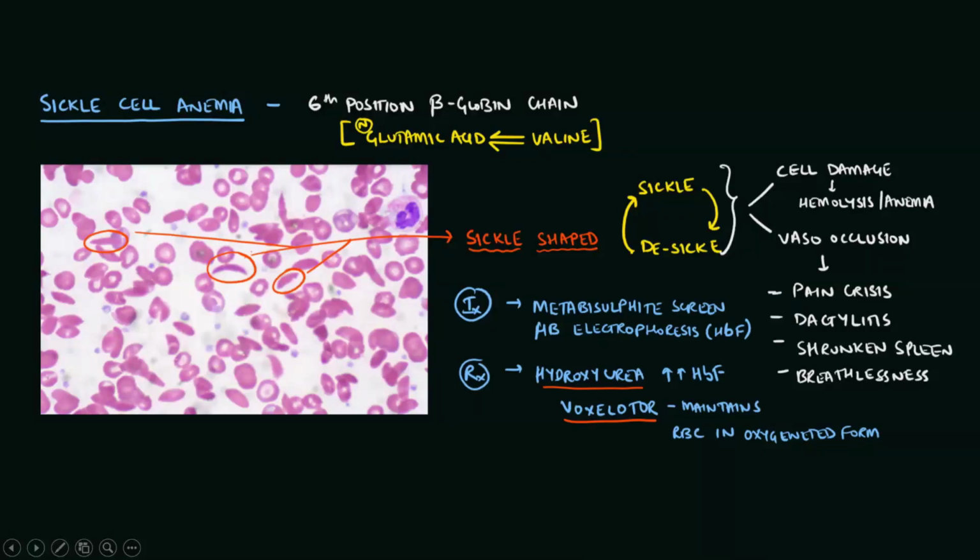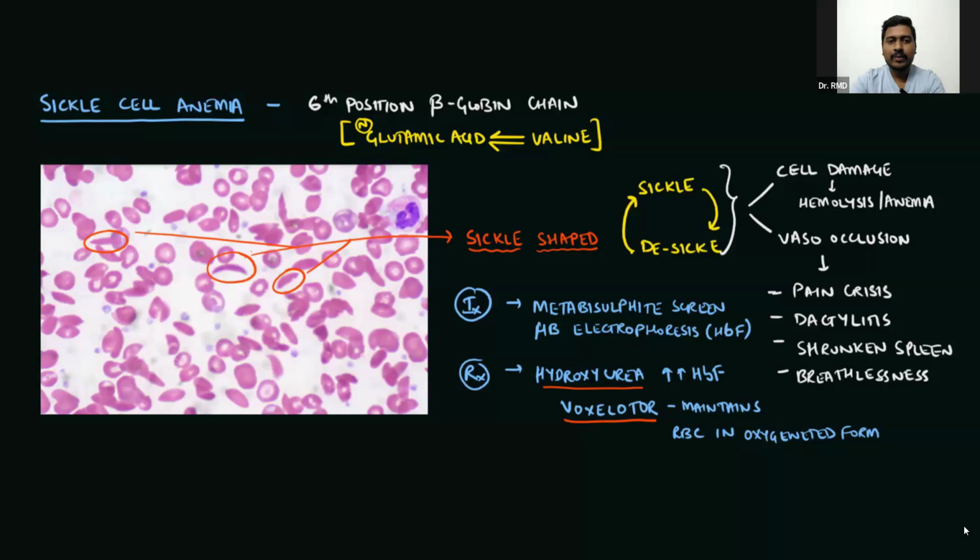Also, the investigation of choice for this condition is the sodium metabisulfite screening. Or else we can go with hemoglobin electrophoresis, which shows increased HbF level. The treatment here includes the use of hydroxyurea, which increases the HbF levels, or we can use oxbryta, which was a PYQ question, I guess. This drug helps to maintain the RBC in the oxygenated form, hence preventing the deoxygenated state.